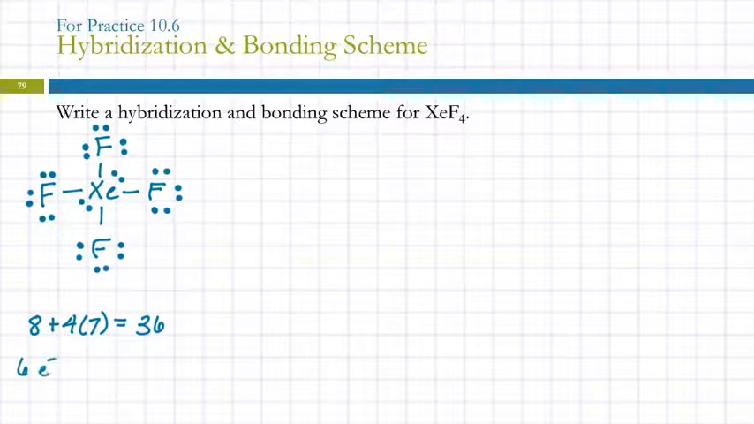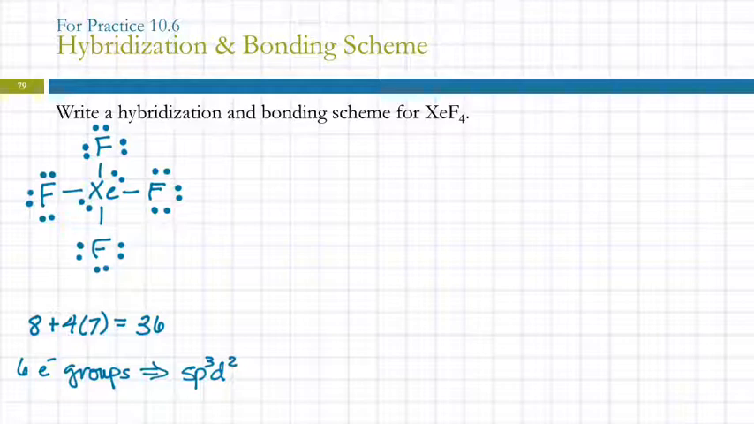Six electron groups means sp3d2. So what you're going to be doing on the worksheet, you're not going to draw the picture. I'm going to draw the picture. It's going to be ugly. You're going to look at just the orbital diagrams. So the orbital diagram for xenon, we're going to have sp3d2 hybridization.